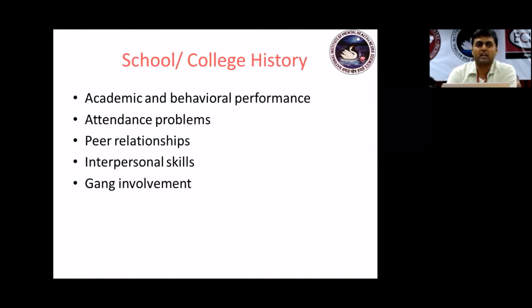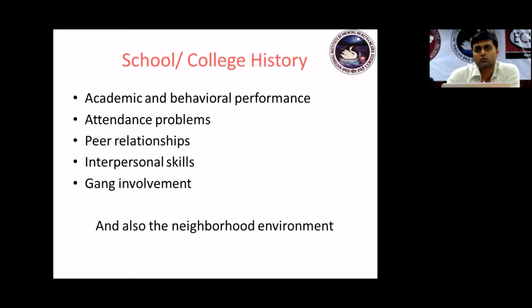School or college history: what is the academic and behavioral performance, attendance problems, and what is the relationship with the peer group. We know that a lot of the peer group do use substances, so what is the nature of the contribution from the peer group to the adolescents' drug use behaviors? How are their interpersonal skills? Are they able to handle their peer group well, able to say yes or no to what they want or don't want to do? And is there any gang involvement or doing criminal things in groups? These need to be assessed.